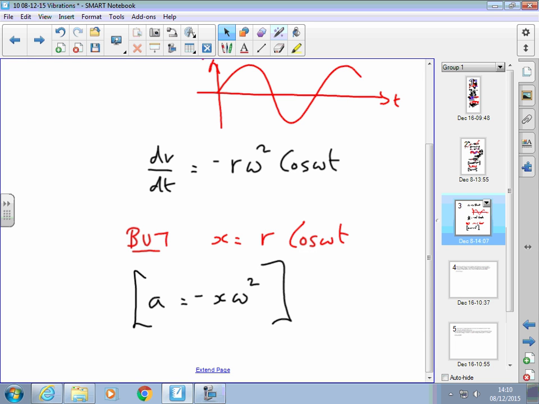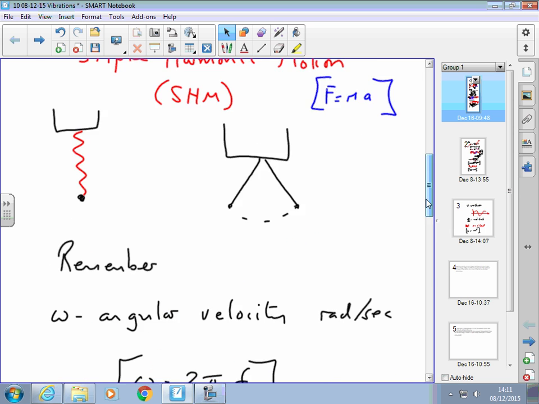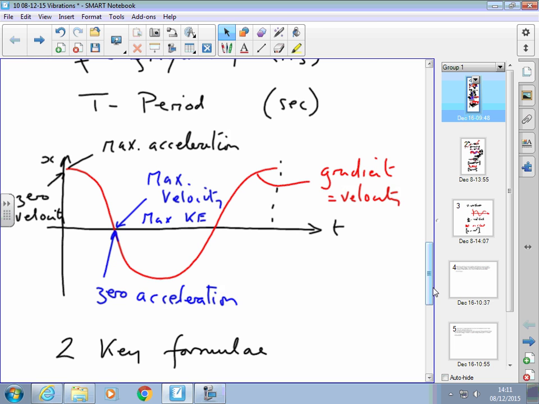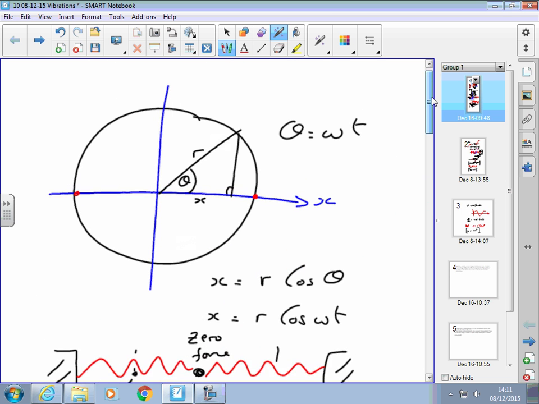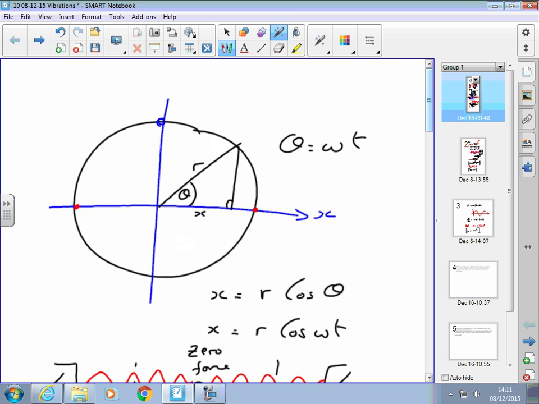When is acceleration greatest? And when is the velocity zero? Furthest from equilibrium. Yeah, at its furthest point from equilibrium, we get maximum acceleration. And if we think back to this diagram here, that's this point here, the furthest point.